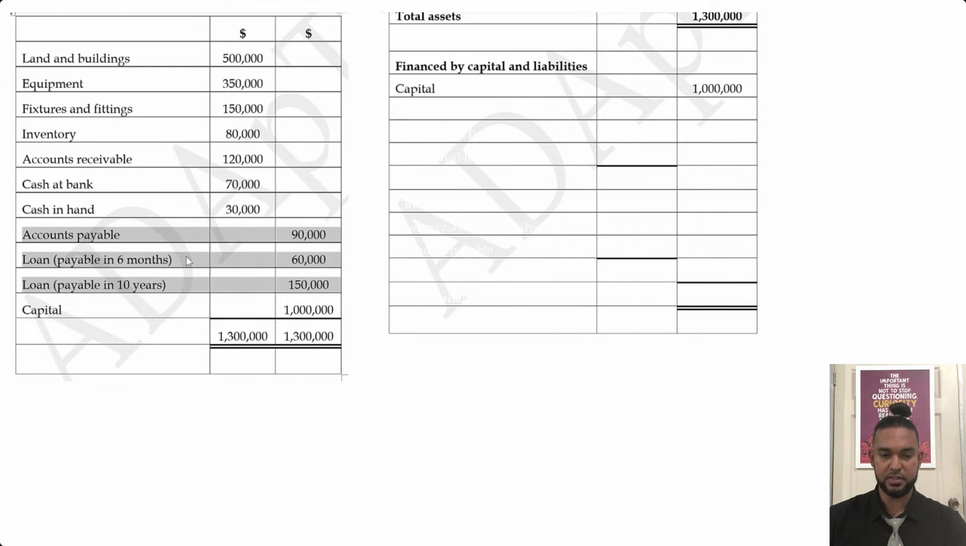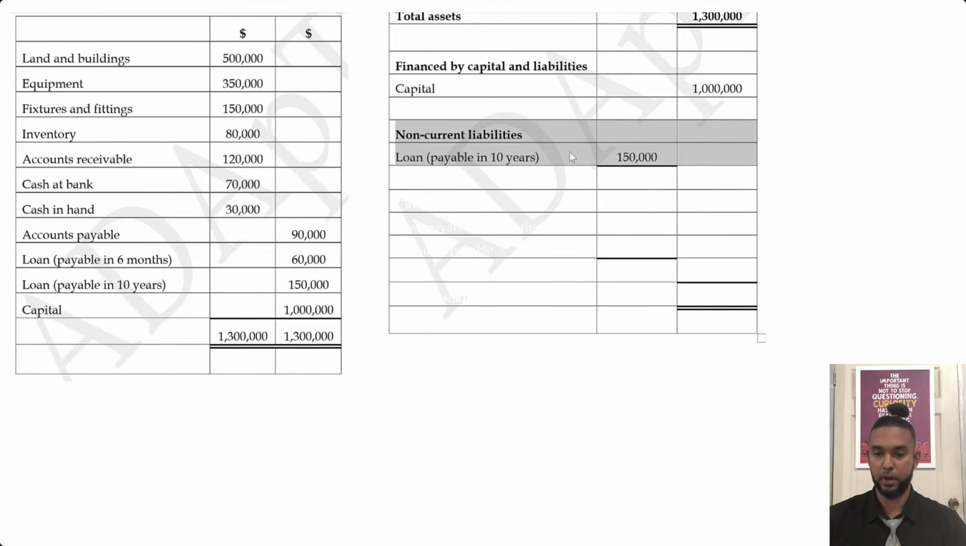Accounts payable is 90, loan payable in 6 months is 60. These two are current liabilities because they're repayable within less than a year. The loan payable in 10 years, that's 150. That is a non-current liability, so we're going to put that for sure. So non-current liabilities, payable in 10 years, 150.